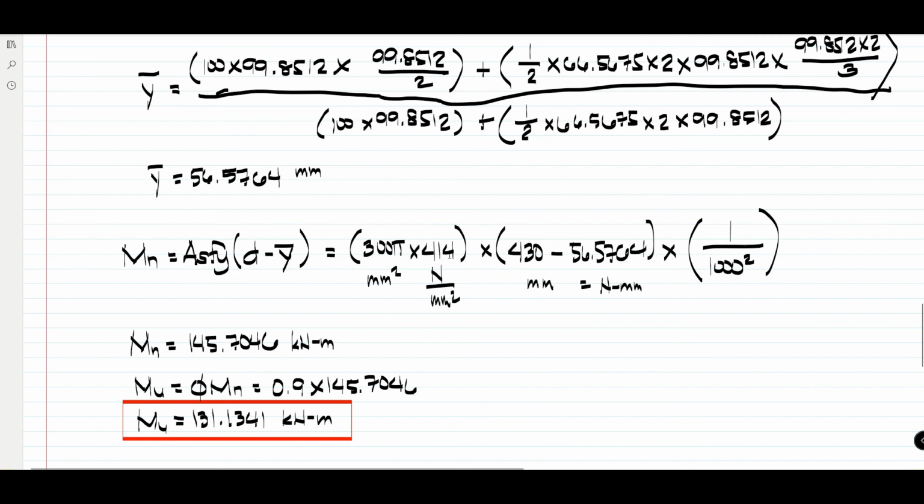So that will be for this sample problem. Nakuha na natin yung depth of compression block niya, yung actual tension steel stresses, and yung the ultimate moment capacity.